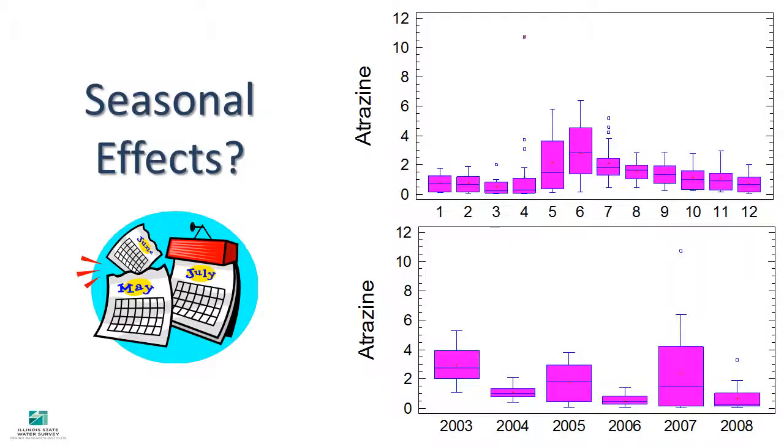Other constituents show very strong seasonal effects. Not only do you see changes from month to month, you see changes from year to year. In this case, they even alternate. Do I hear corn and soybean rotation?